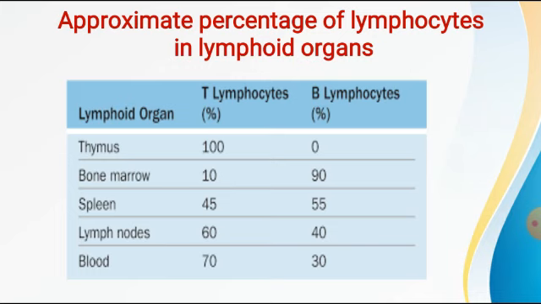And look at the second one, the bone marrow. Bone marrow is the primary lymphoid organ where both T and B cells originate. So here the percentage of T cells is 10 and B cells is 90. In the same way, the percentages of T and B lymphocytes present in the spleen, lymph node and blood are listed out.